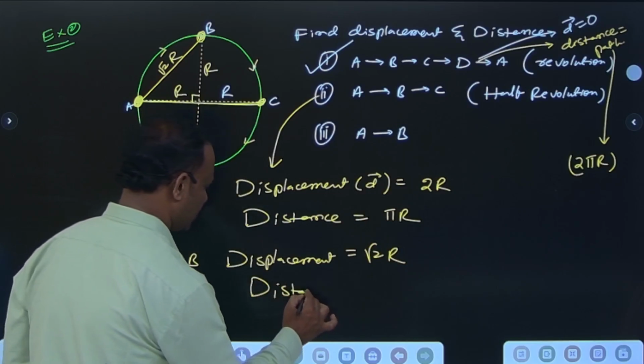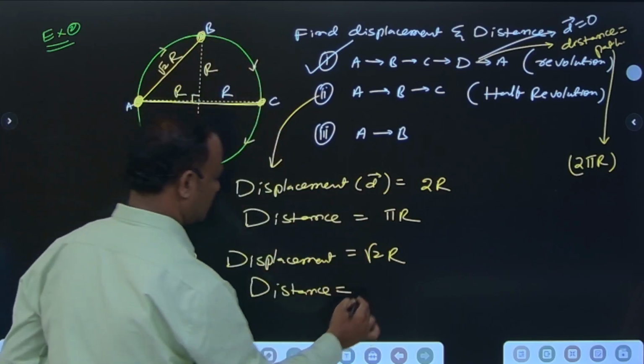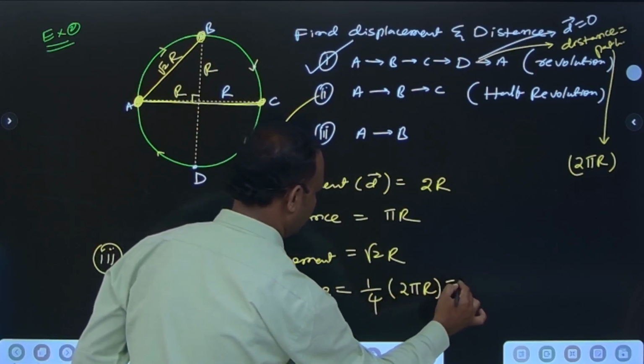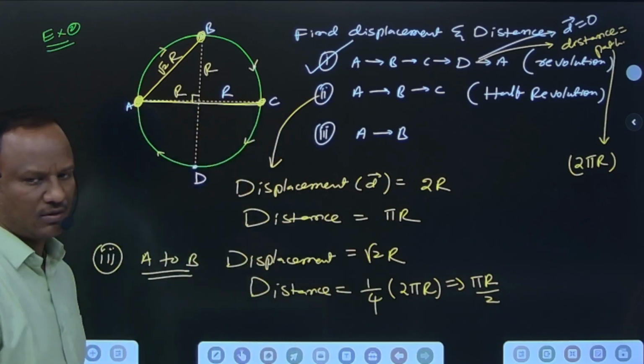What is the distance? Distance is equals to, we can say, 1/4 of circumference, 1/4 of 2 pi r will become as pi r by 2. 2 pi r by 4 means pi r by 2.